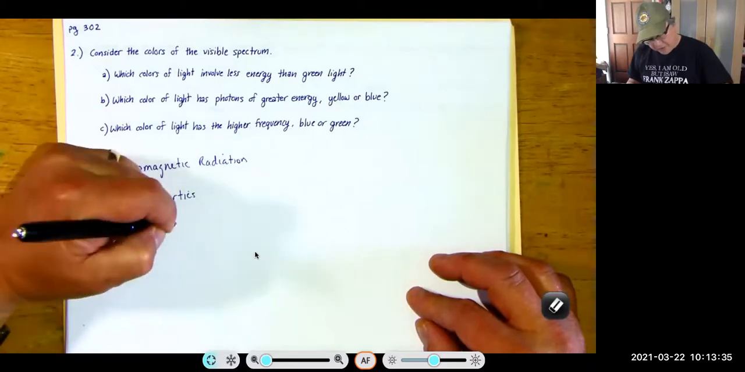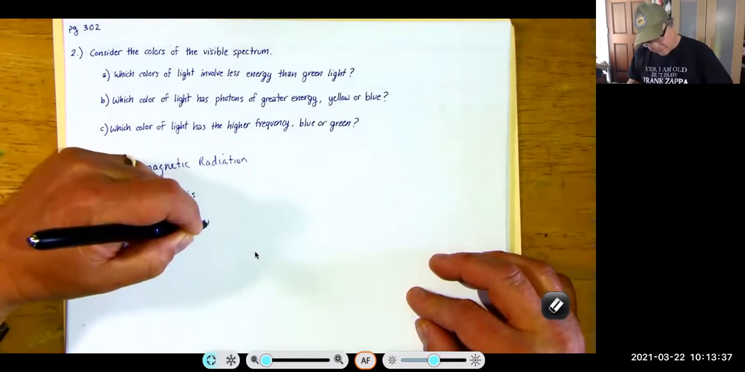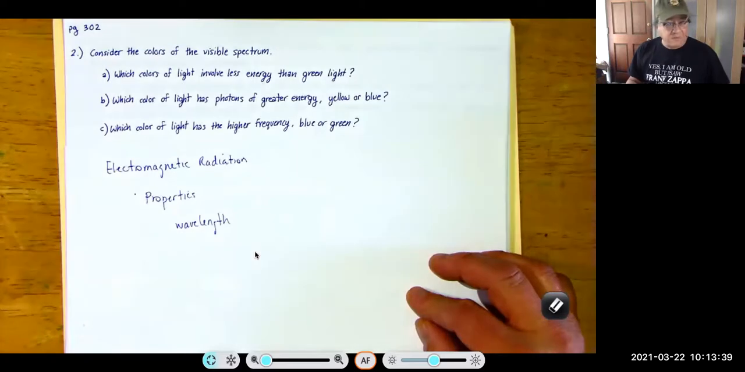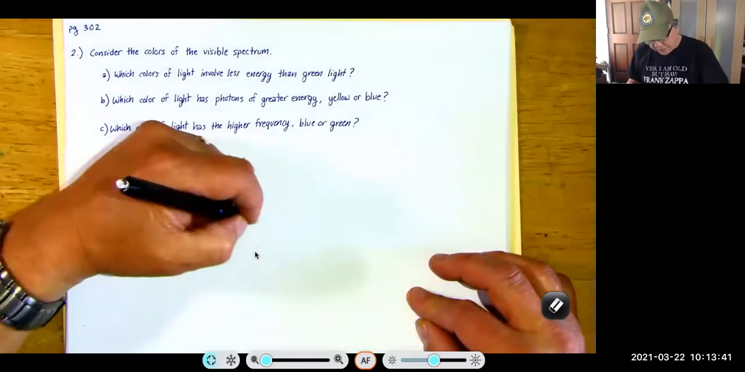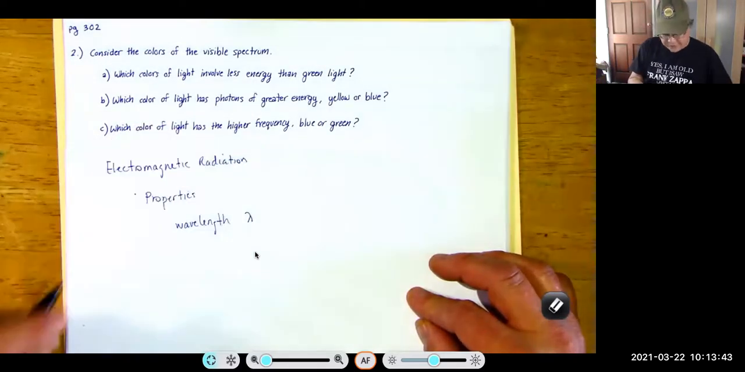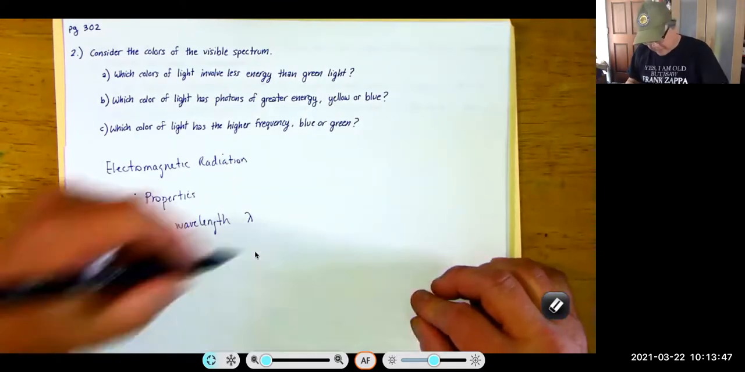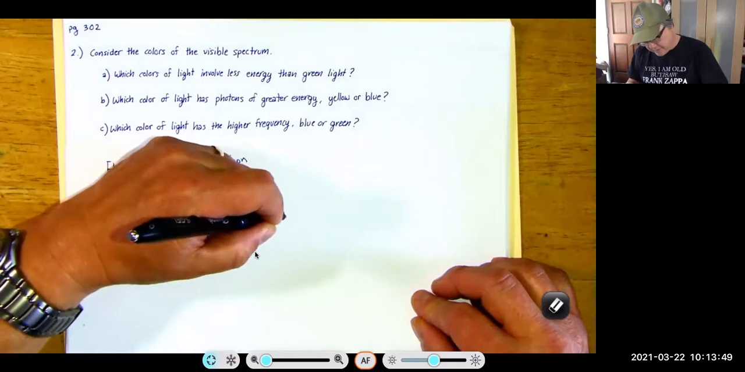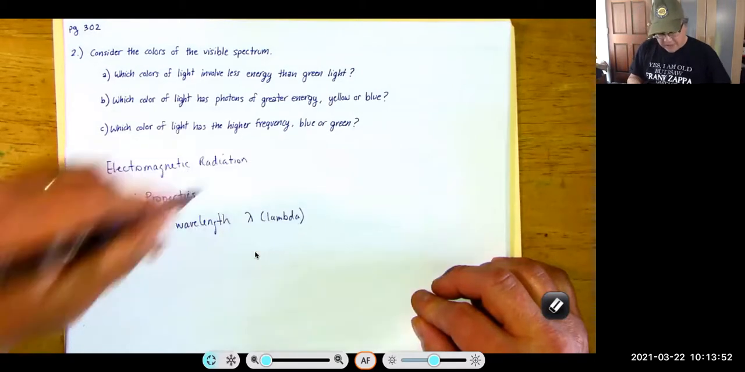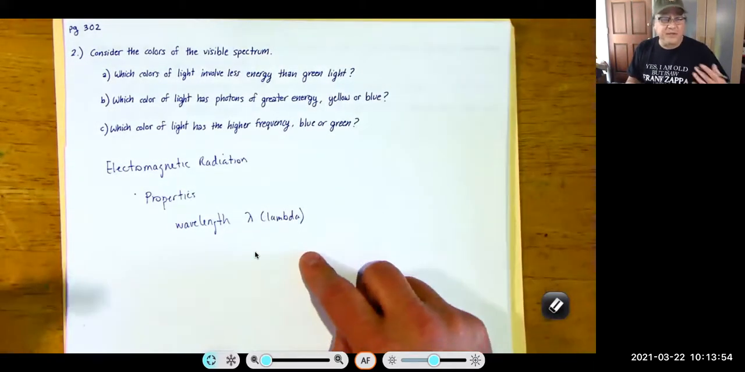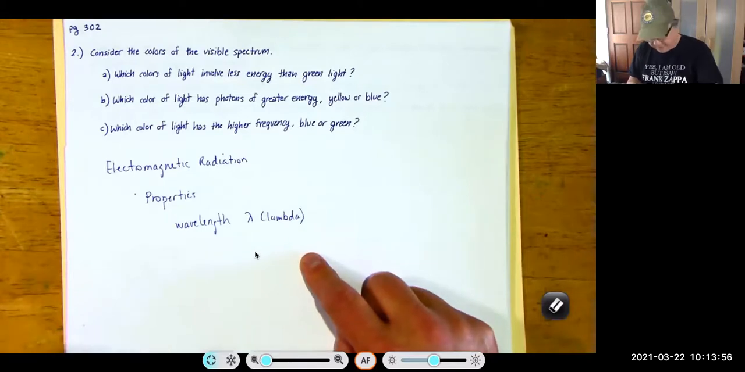One is called wavelength. And for the wavelength, we use the symbol lambda, which looks like an upside down Y. Lambda. And usually we measure this in meters or nanometers.